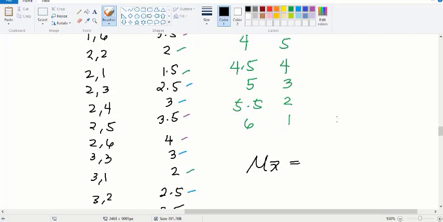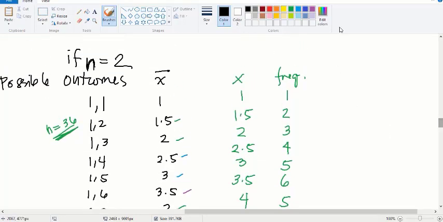So the mean of the sample means would be to add everything first. Ano ba ang i-add natin, teach? Okay, that is the probability of x. So, i-times muna natin to. 1 times 1. 1.5 times 2. Ilan nga ba? Okay, 3. 2 times 3, 6. 2 times 5, 2.5 times 4, 10. 5 times 3, 15. 3.5 times 6.